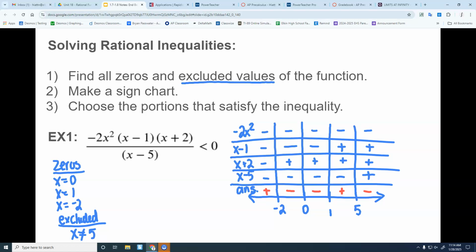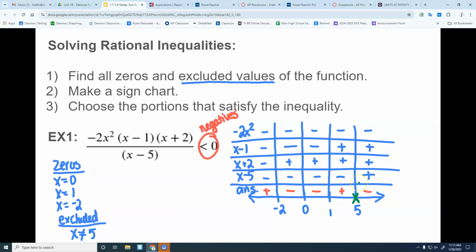Okay, which ones are my answers, the positives or the negatives? Negatives, because I had less than 0, so negatives. Now, a couple things that we have to keep in mind. 5 is an excluded value. It cannot be 5. So we cannot use a bracket at 5. Do we need to use brackets anyway? We do not, because we don't have an or equal to sign right here.